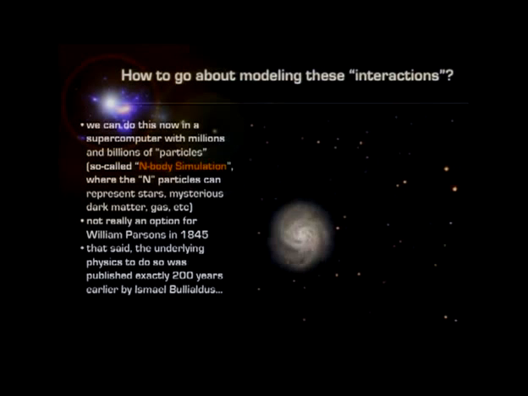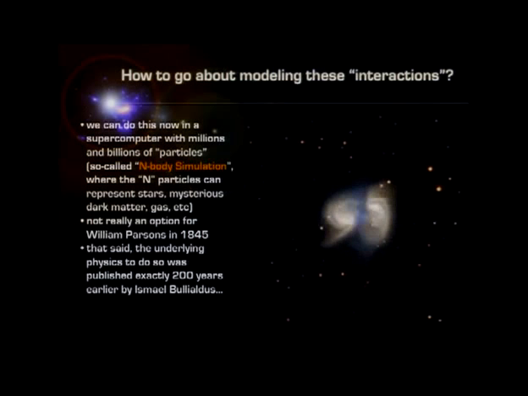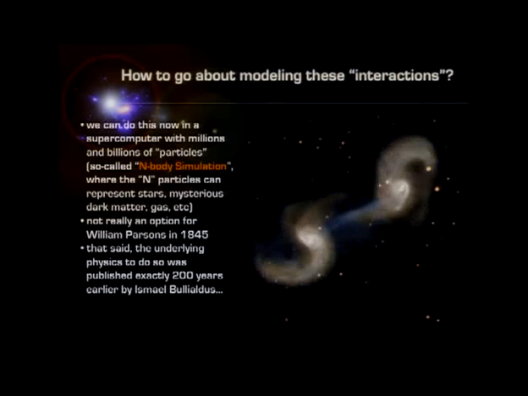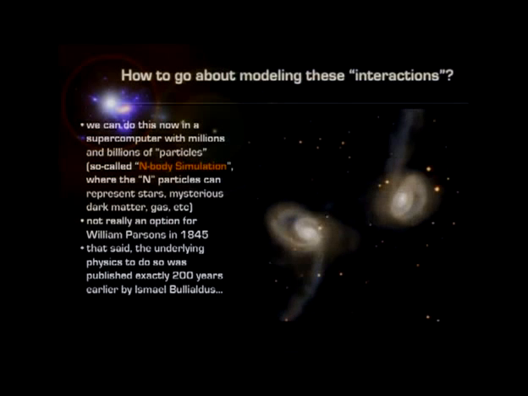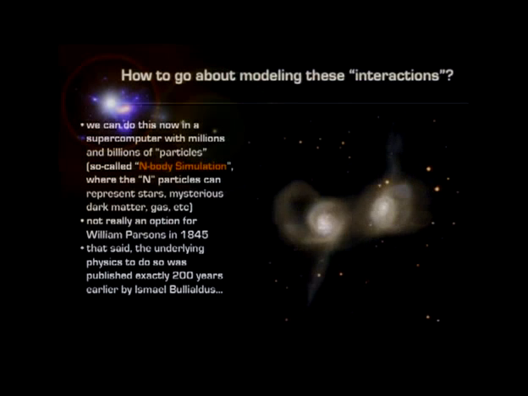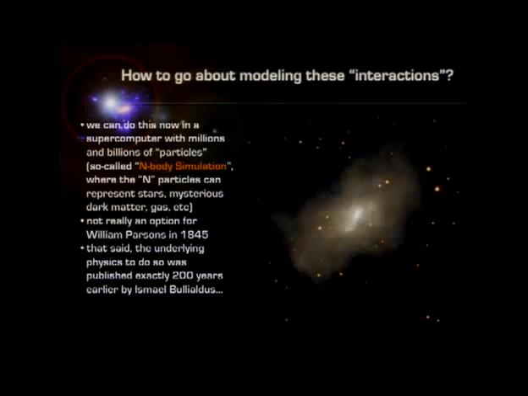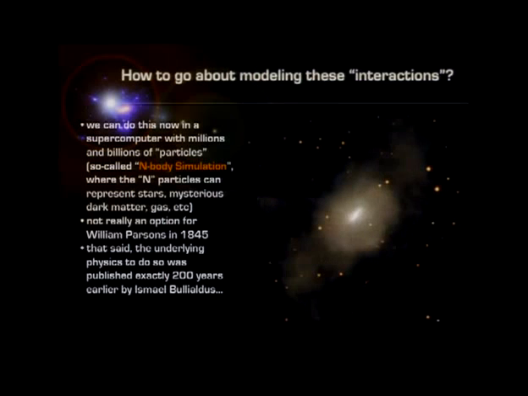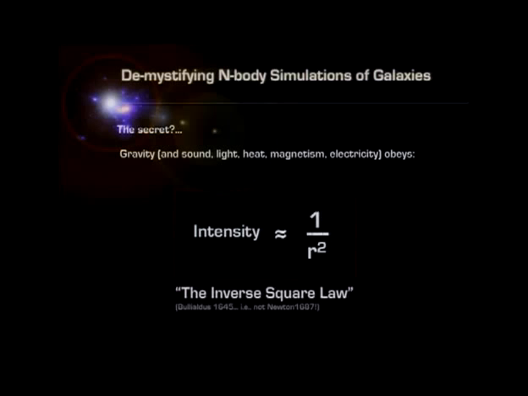We take something like a galaxy, we represent it with a certain number of particles, n particles. Those particles can represent stars, they can represent mysterious dark matter. I'll come back to that in just a second. But at the time, in 1845, it obviously wasn't an option for Parsons to do that. But the underlying physics was already in hand, had been known for a couple hundred years. We normally associate this with Isaac Newton, but it was first really quantified by French astronomer Ismaël Bullialdus.